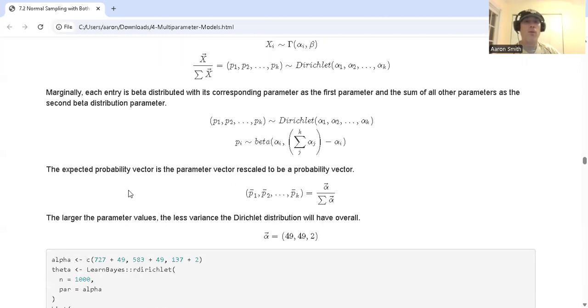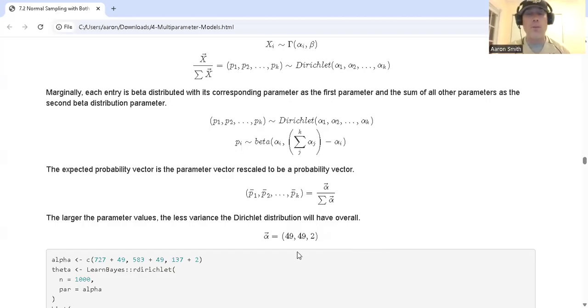And the expected probability vector is the parameter vector rescaled to be a probability vector. So if I take all of these guys and I rescale them to be a probability vector, that will in fact give me the expected value of my prior distribution. Okay, now something else about this, if I have a very low variance prior, I'm saying I have a lot of confidence in my prior. If I have a high variance prior, I'm allowing the data to speak. And whenever we do Bayesian statistics, we have to do a balancing act in this.